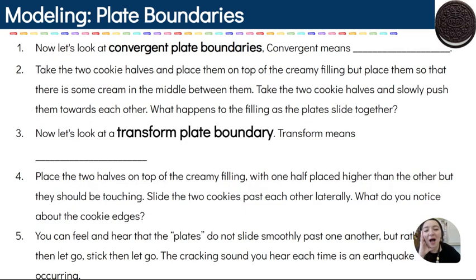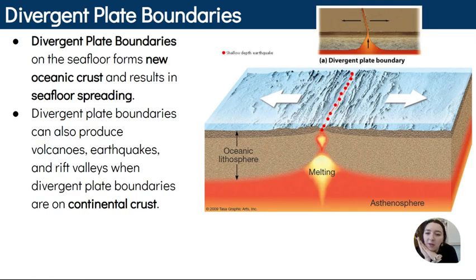Okay, so divergent plate boundaries on the seafloor form new oceanic crust and result in seafloor spreading. So when you have two plates diverging apart, that's now going to leave some space opening up where liquid magma from the mantle and the asthenosphere can actually come up. And when it's coming up, it's going to cool and form new crust. So this is how our seafloor is spreading.